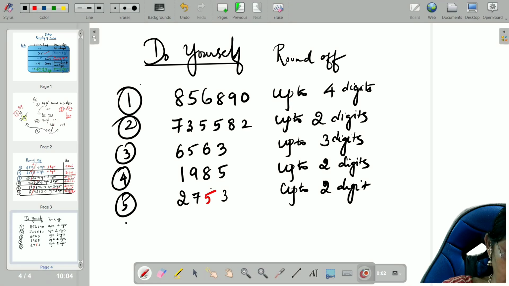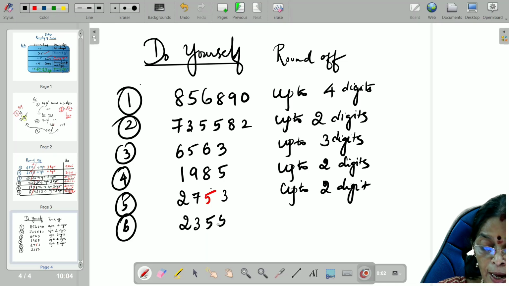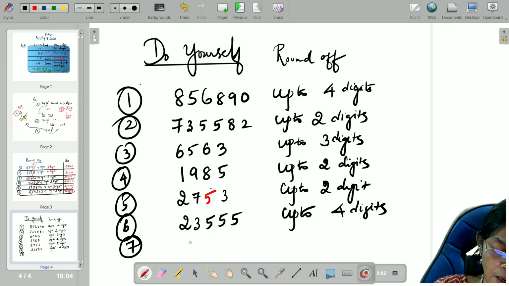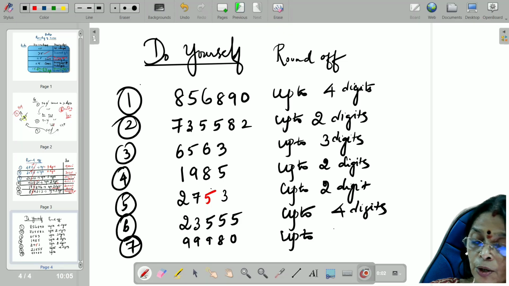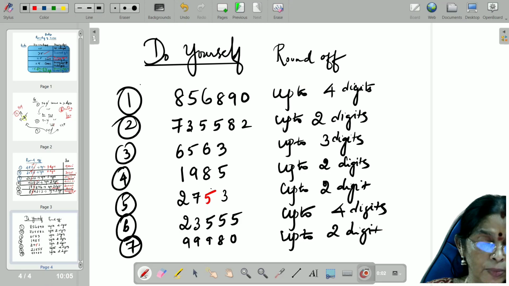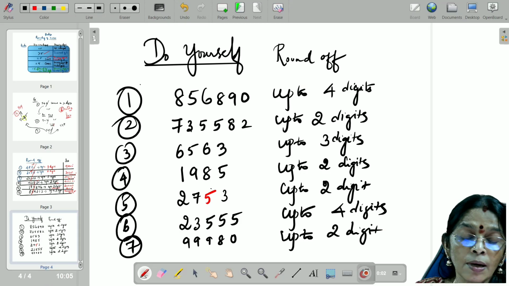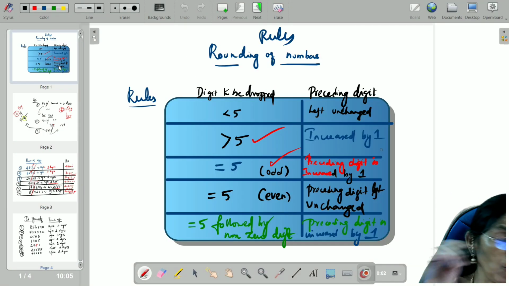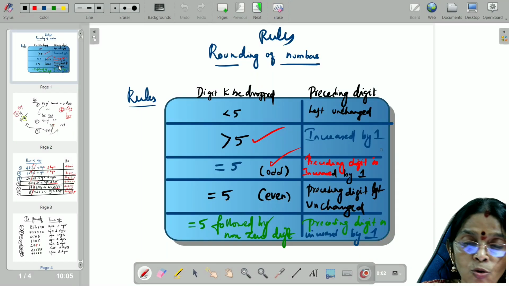Okay. So next, 2 3 5 5 5 up to 4 digits. The last one, seventh question, 99980 up to 2 digits. So these 7 are the assignment questions. You can try following the same rules and then get me the answer. So hope you understand, children.